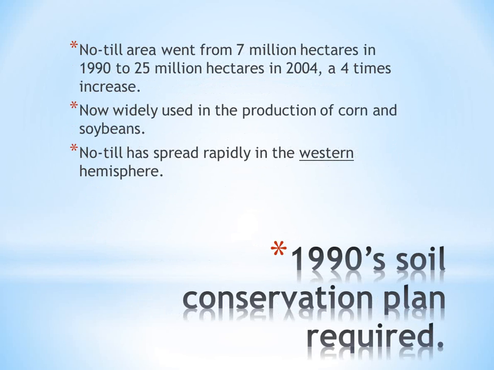1990s soil conservation plan required. No-till area went from 7 million hectares in 1990 to 25 million hectares in 2004, a 4 times increase. Now widely used in the production of corn and soybeans. No-till has spread rapidly in the Western Hemisphere.